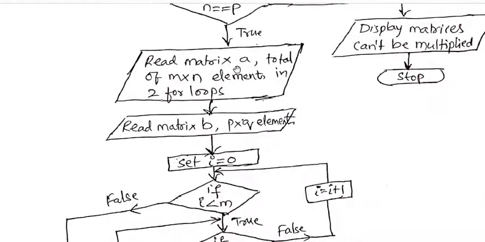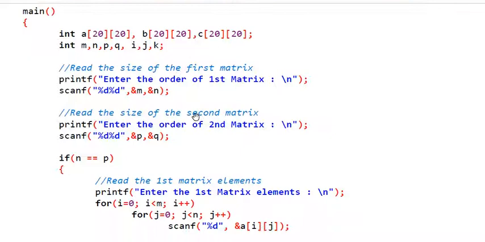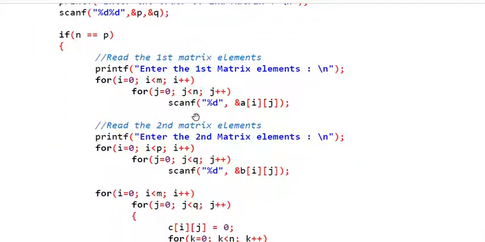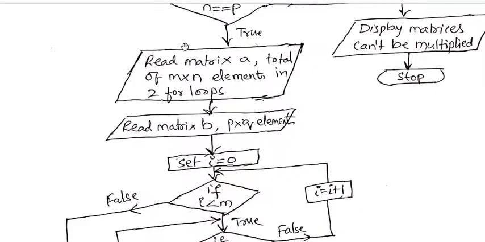Once that condition is true, then only we read matrix A. Read matrix A, total of m into n elements in 2 for loops. Here I did not put the loop. If you see the program, what I am showing in the flow chart is nothing but this part. There are two nested for loops, and we have the scanf that can be just represented. You need not show all those loops, just say read matrix A, total of m into n elements in 2 for loops, that is sufficient. And after that, read matrix B, that is p into q elements.